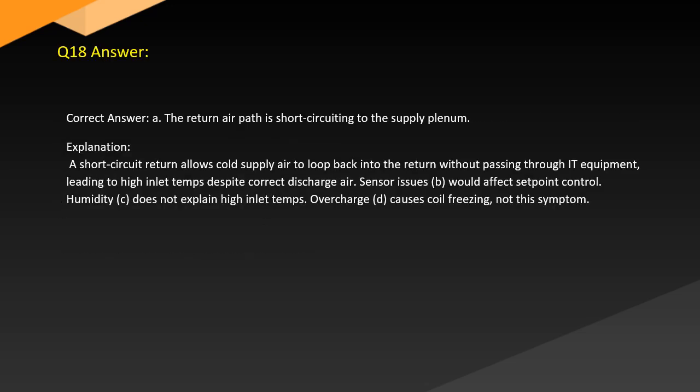Answer. Correct answer: A. The return air path is short-circuiting to the supply plenum. Explanation. A short-circuit return allows cold supply air to loop back into the return without passing through equipment, leading to high inlet temps despite correct discharge air. Sensor issues, B, would affect setpoint control. Humidity, C, does not explain high inlet temps. Overcharge, D, causes coil freezing, not this symptom.